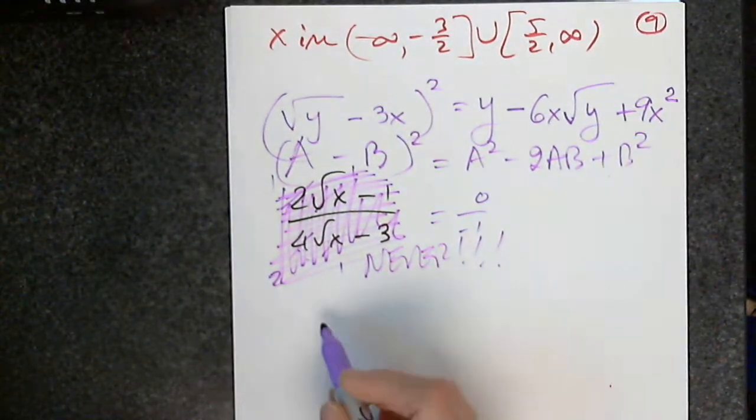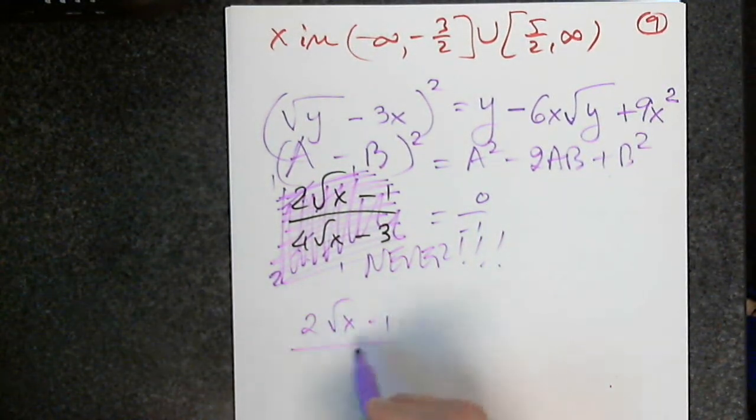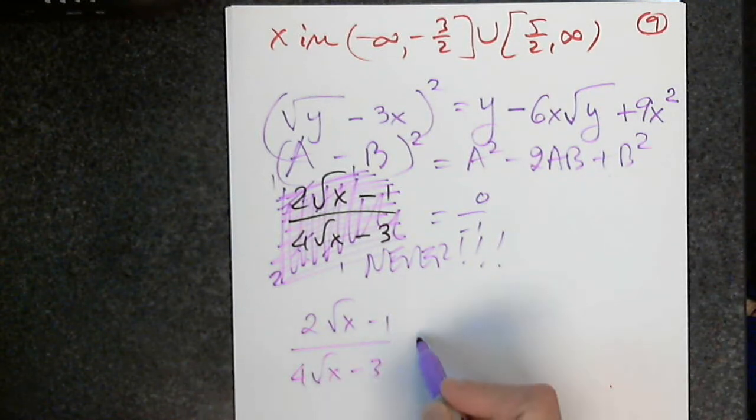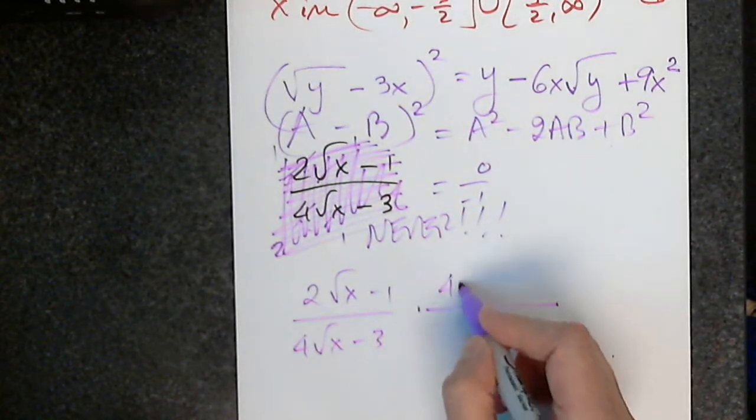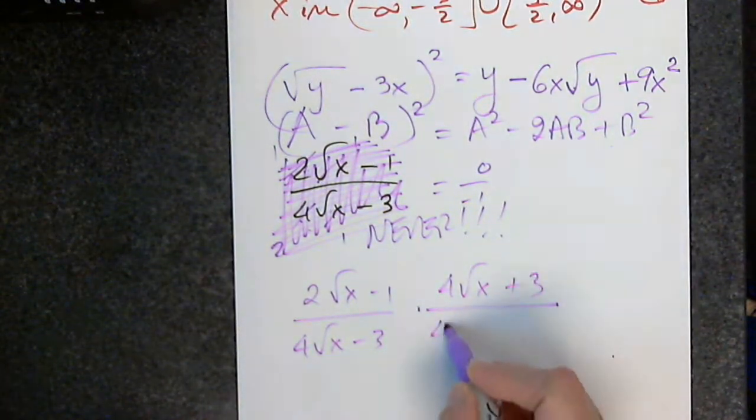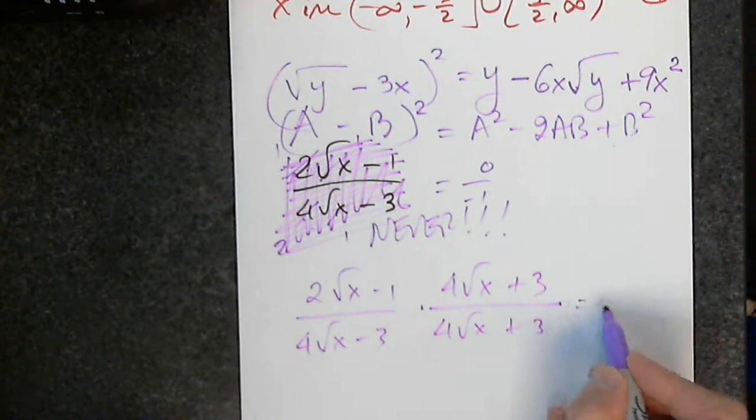Okay, so let's start from scratch. 2 the square root of x minus 1 over 4 the square root of x minus 3. I need to rationalize the denominator with 4 the square root of x plus 3. Exactly, very good.